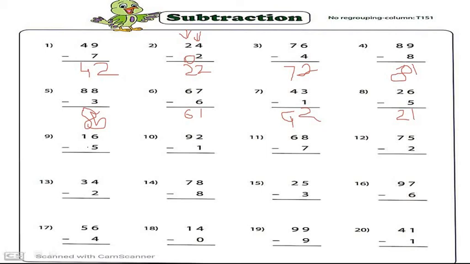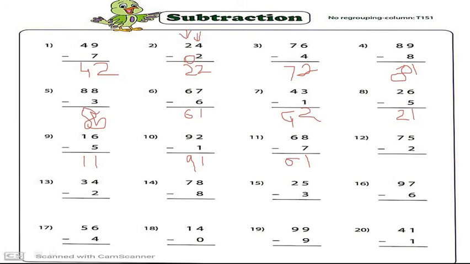Move on to the next. 16 minus 5. If we cut 5 from 6, 6 minus 5, we get 1. While subtracting 0 from 1, we get the same number as an answer. So 16 minus 5 is 11. 92 minus 1. So first of all, 2 minus 1, we get 1. While 9 minus 0, we get 9. Move on to the next sum. 8 minus 7, we get number 1. 6 minus 0, we get the same number.